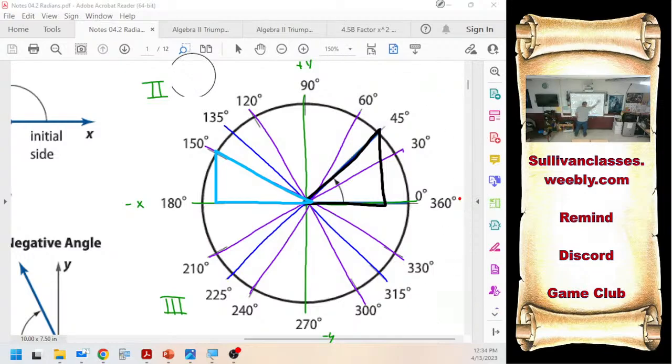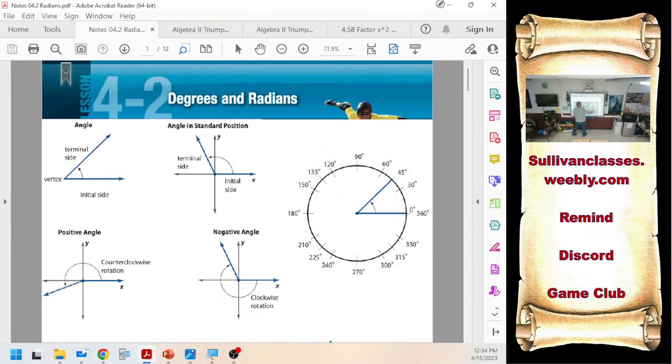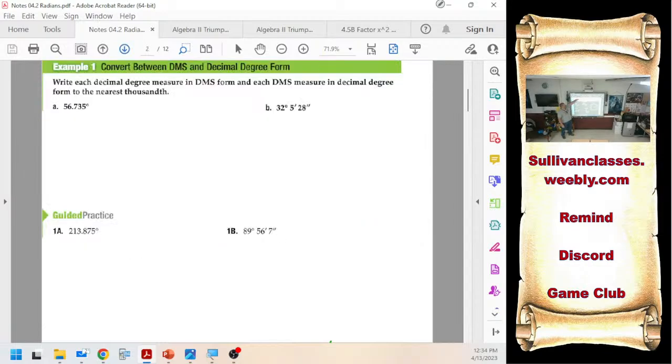So, we have standard position. We'll always start with positive x-axis and rotate counterclockwise. Or if I go negative angle, I'll go clockwise, the other direction. You have your initial and terminal side, blah, blah, blah, old school geometry. New definition. Well, not new.